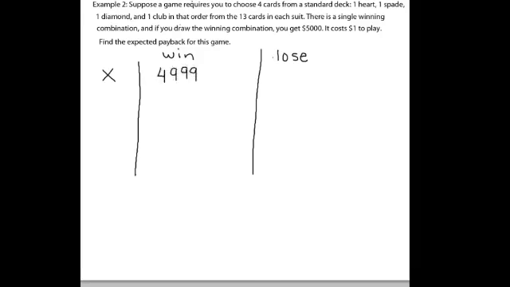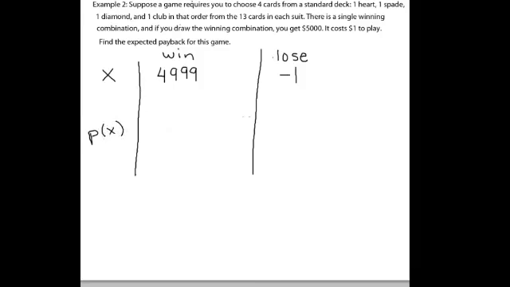So there are 2 possible outcomes for our random variable x. We can either win or we might lose. So we need to assign a value for each possible outcome here. Well, if we win, we would win $4,999 since it costs $1 to play the game. And if we lose, well, we lose $1. So we'll assign that a value of -1. So now we need to find the probability of each outcome occurring.